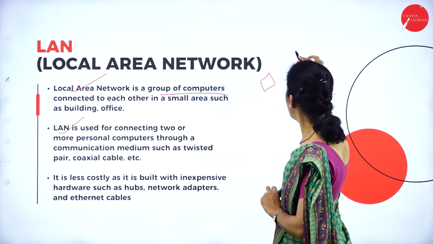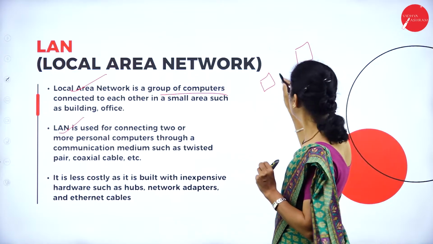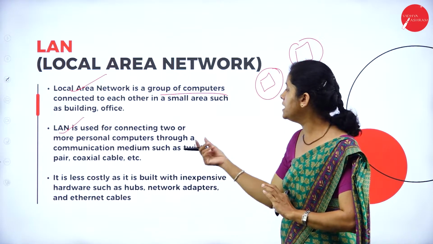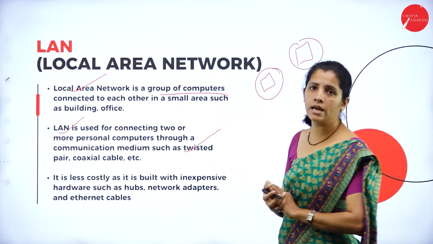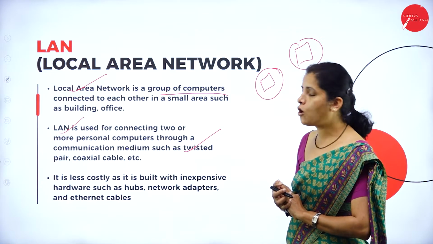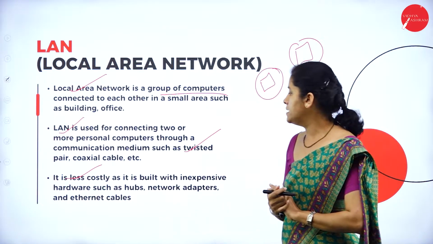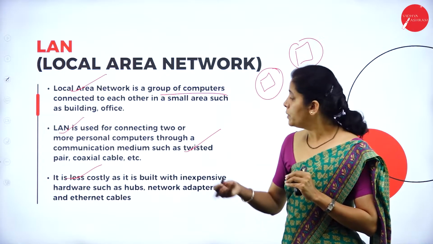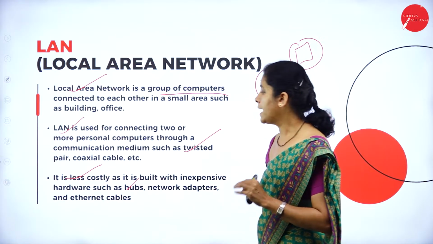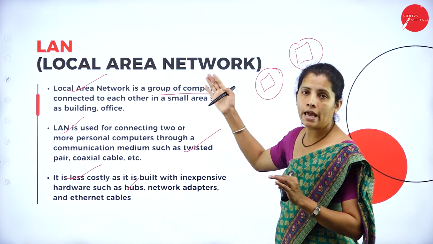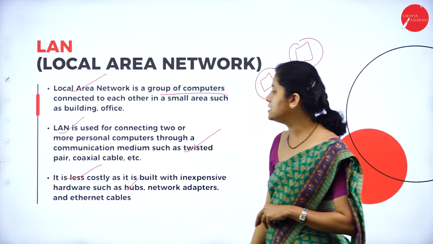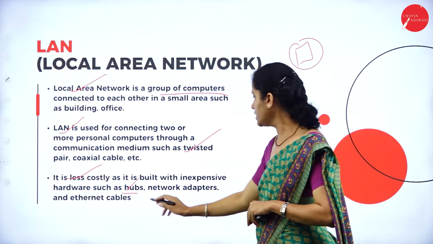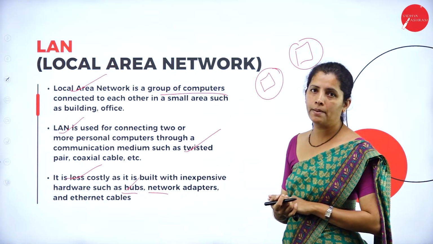See, if I have computer 1 and computer 2 and if I want to connect these two systems to each other, then I'm going to use LAN. And what kind of media am I going to use here? That is twisted pair cable, coaxial cable or fiber optic cable. It is less costly. It is inexpensive because it does not require much hardware. With minimum hardware like a hub, I can make a local area network. So it is less costly as it is built with inexpensive hardware such as hubs, network adapters and Ethernet cables.